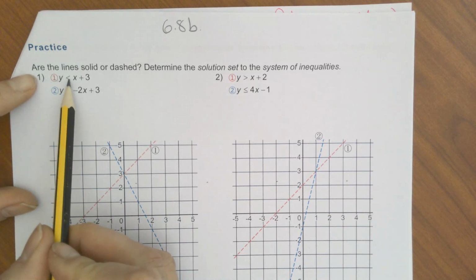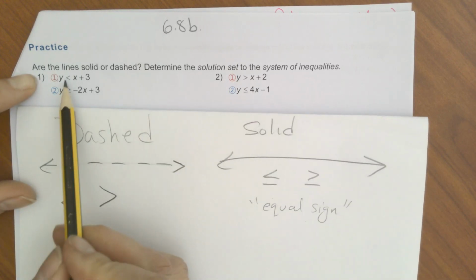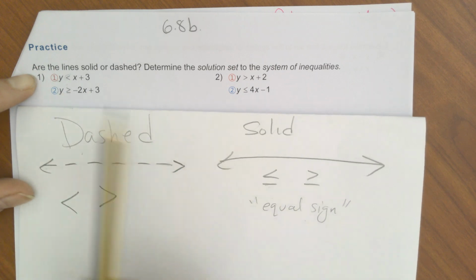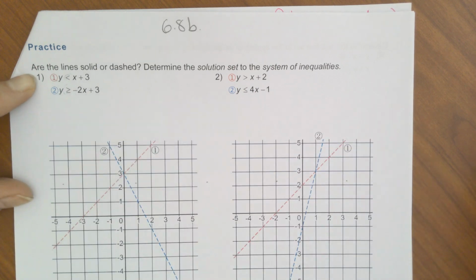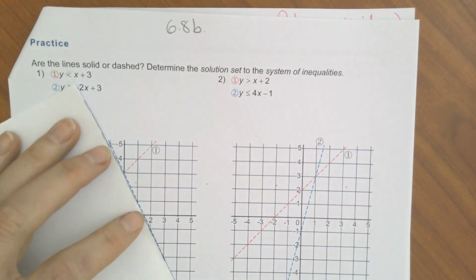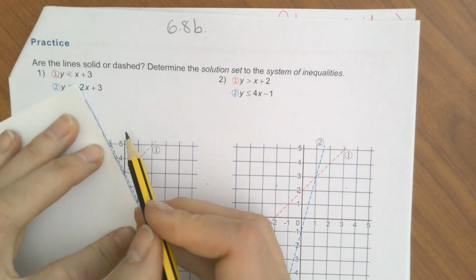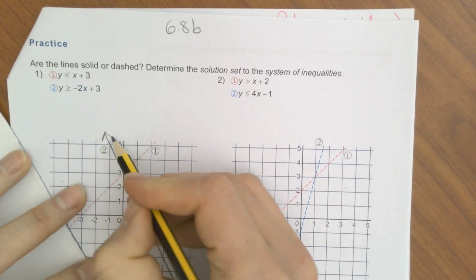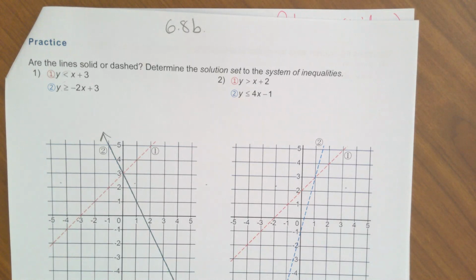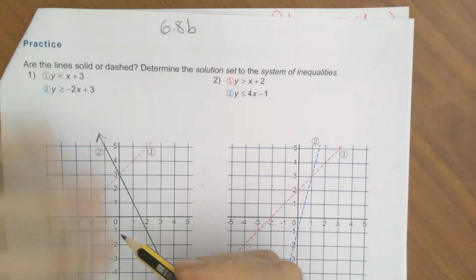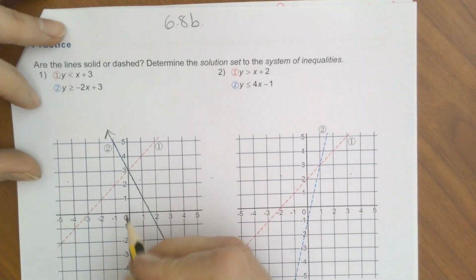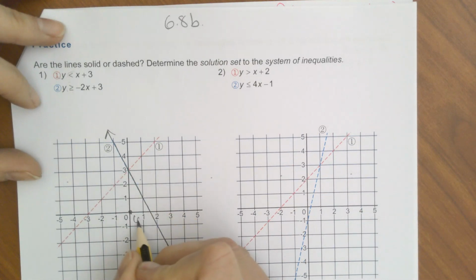So the first one, because there's no equal sign, it should be dashed. The second one has an equal sign, so it should be solid. So let's make the second one solid, the blue one. There, it's solid. Okay, so the first one, we can choose 0, 0 to test both sides for both inequalities, because these lines don't go through 0, 0.